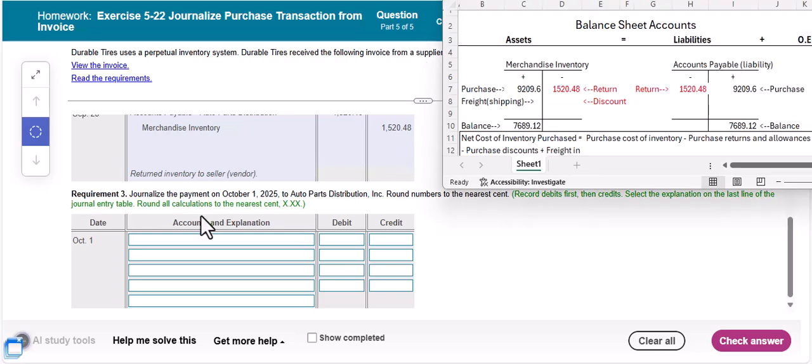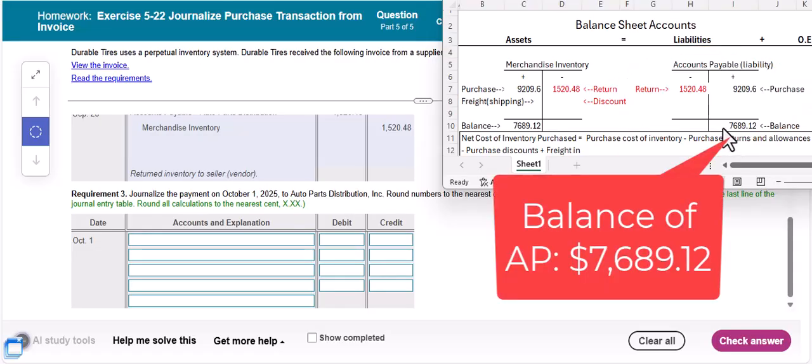So that means we are going to be paying off what we owe in accounts payable. And the easiest way to do that here is to go to our T account or scratch paper and see what the balance is left over in accounts payable after that return. So we have $7,689.12 that we owe, and since we are paying it off, we need to remove that from accounts payable.